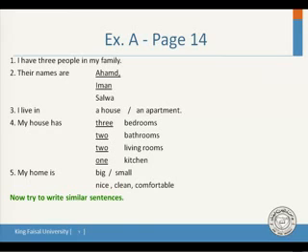Sentence 5, my home is big or small. My home is nice. My home is clean. My home is comfortable. These are adjectives. You remember from lecture 1, we talked about adjectives. Now try to write similar sentences, like these sentences, about yourself and your house.